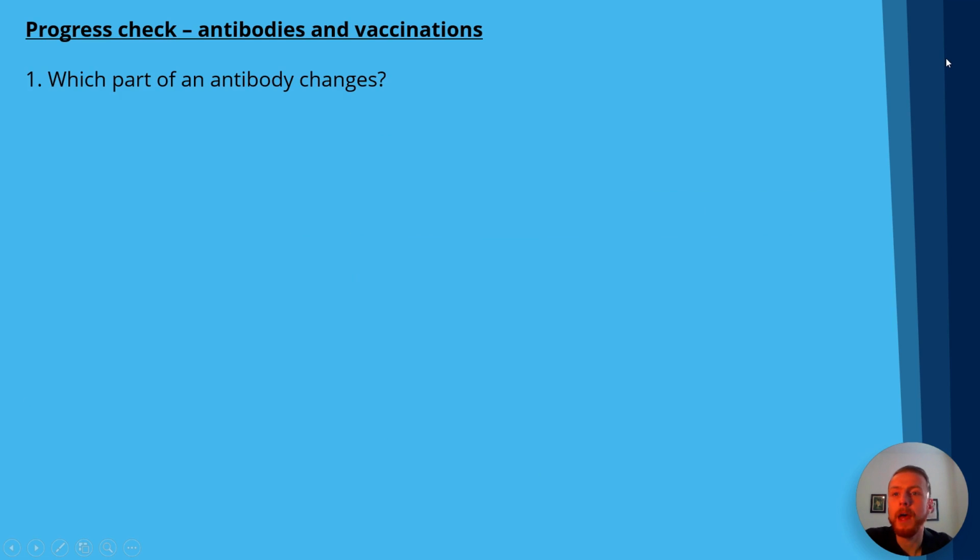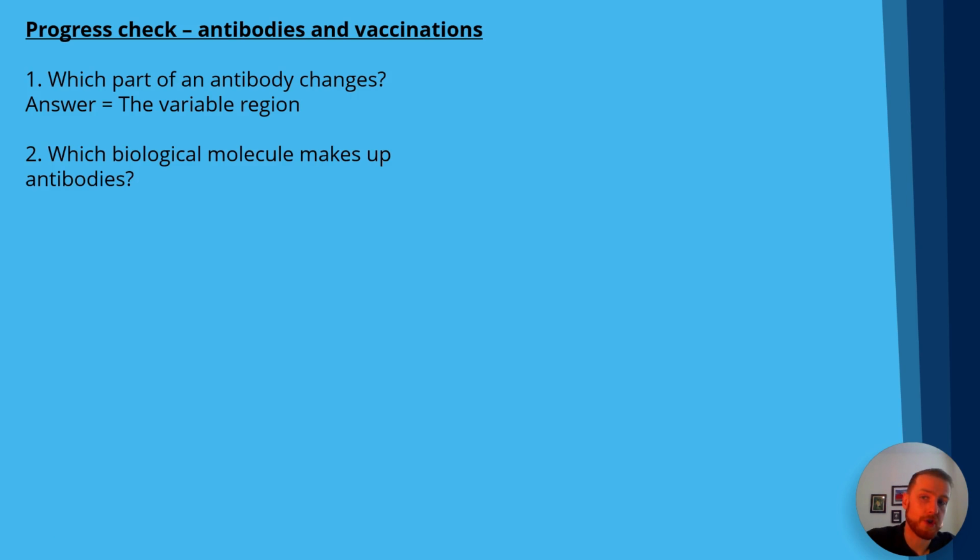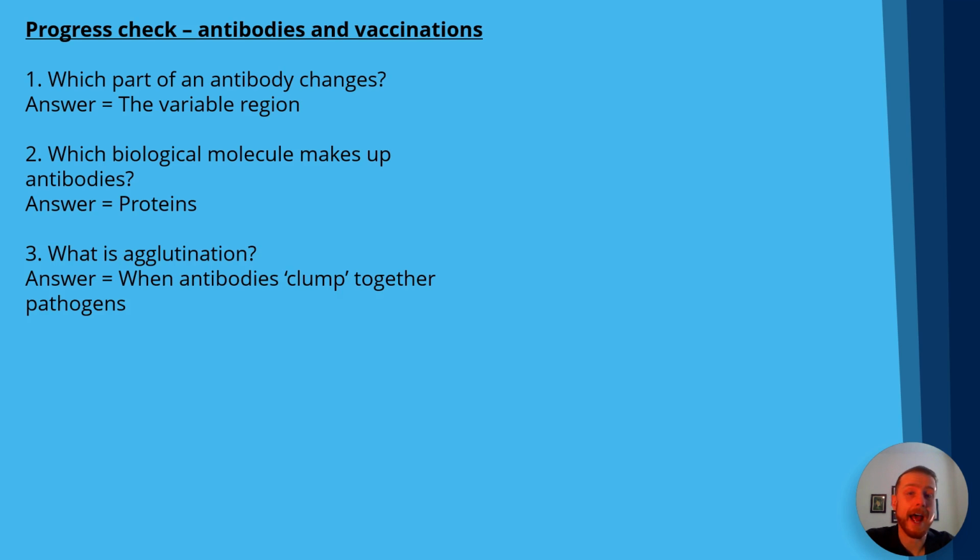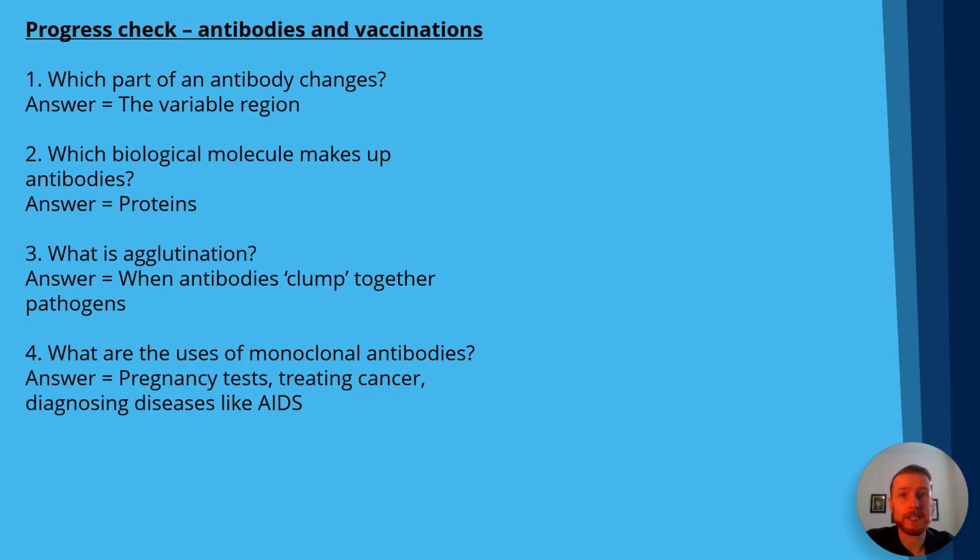So our next progress check is on antibodies and vaccinations. So question 1, which part of an antibody changes? The answer is the variable region. Question 2, which biological molecule makes up antibodies? The answer is proteins. Question 3, what is agglutination? The answer is when antibodies clump together pathogens. Question 4, what are the uses of monoclonal antibodies? The answer is pregnancy tests, treating cancer, and diagnosing diseases such as HIV.